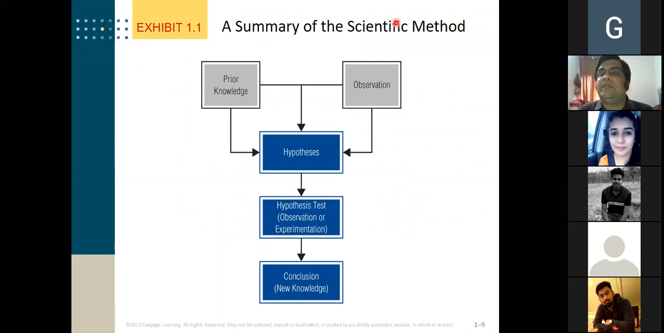So what we do in a research, there is some prior knowledge and some observations are done by the managers, and from the observation and prior knowledge they make a hypothesis. Just like I have already made a hypothesis. If you recall what I said, that if the service quality is high, the customer loyalty will be high. This is nothing but my hypothesis, right?